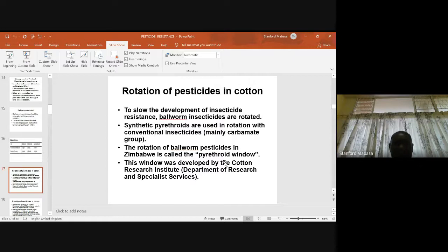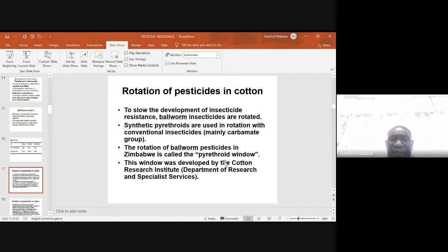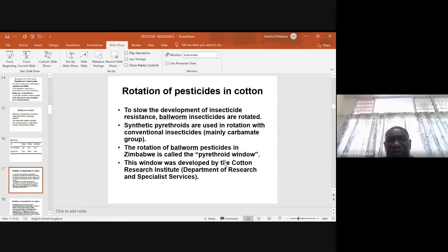There's also the rotation of pesticides in cotton. This is done to slow the development of insecticide resistance. So we have bollworm insecticides which are rotated. So synthetic pyrethroids are used in rotation with the conventional insecticides, mainly the carbamate group. The rotation of bollworm pesticides in Zimbabwe is called the pyrethroid window. This window was developed by the Cotton Research Institute, Department of Research and Specialist Services.